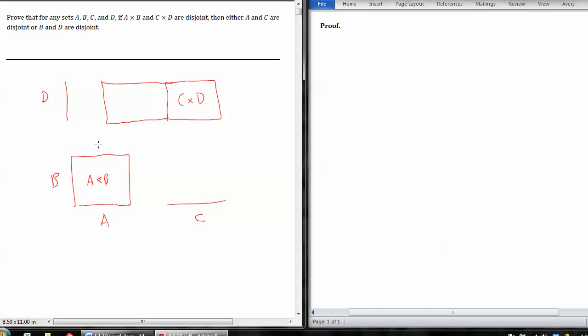Or alternately, this rectangle could stretch down this way further, which would mean we're stretching D so that it overlaps B. So those are no longer disjoint, but A and C would still be disjoint. As soon as you try to grow both of them in both directions, if A and C overlap and B and D overlap, then your two rectangles A times B and C times D are going to overlap. All right. Okay. Well, that's what's going on. So let's try to write up a proof.